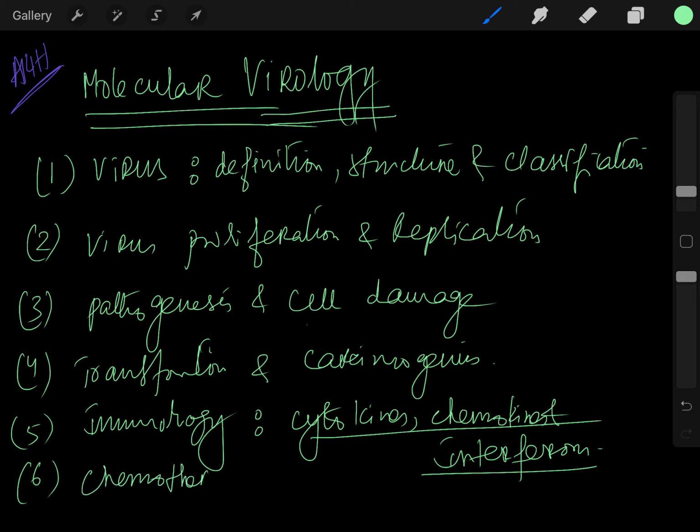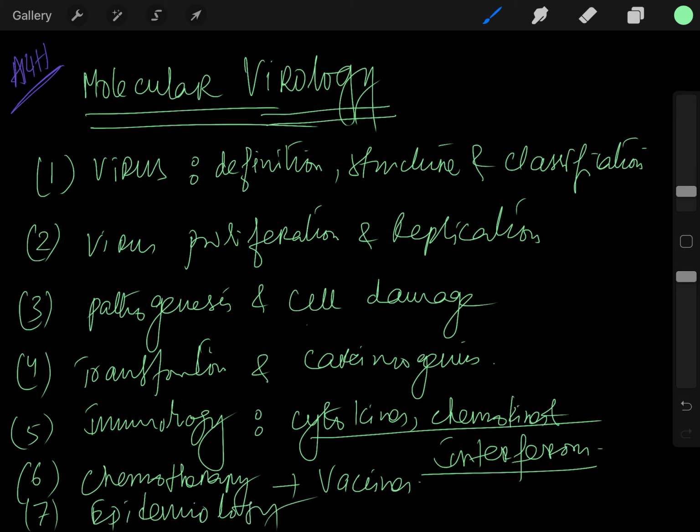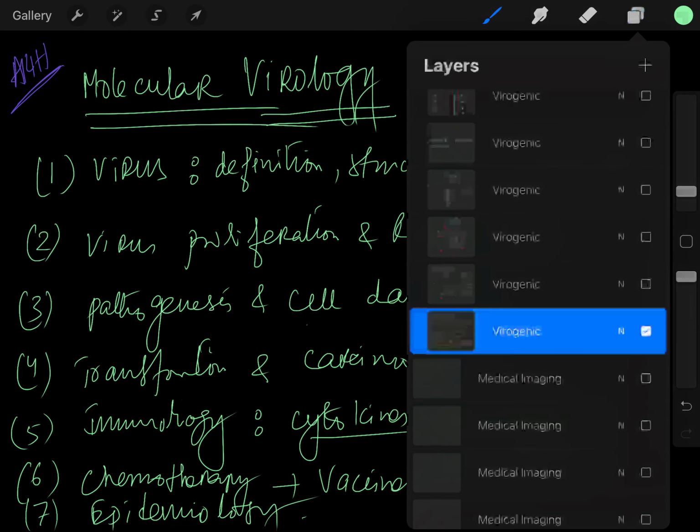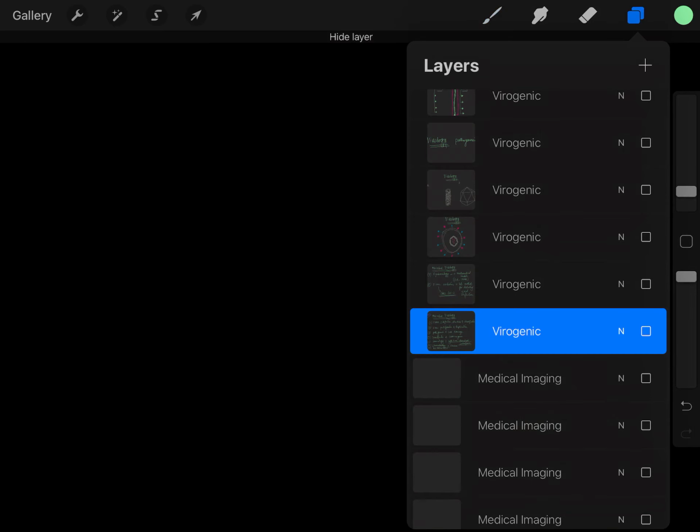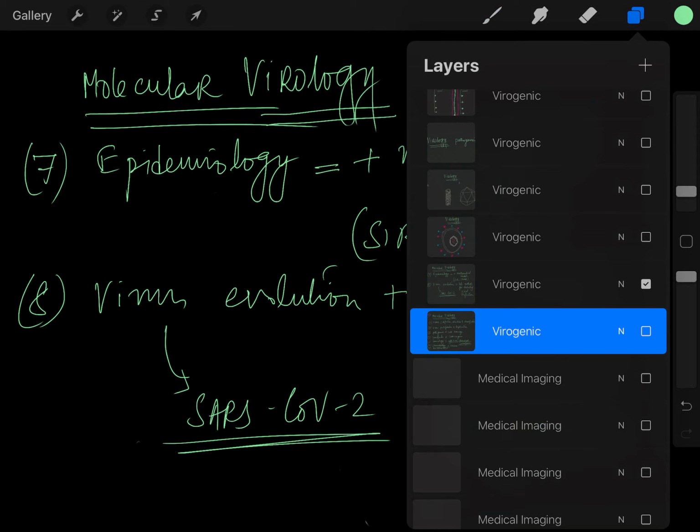There are techniques to fight that, obviously. The cure could be chemotherapy, and obviously vaccines are the better way to prepare ourselves against such epidemics. Epidemiology, talking about epidemics, is the next topic, at the viral level.